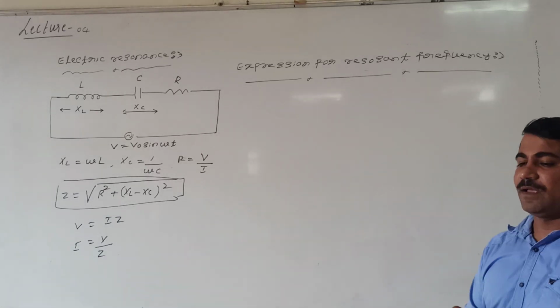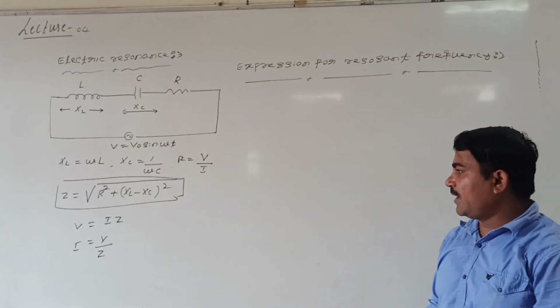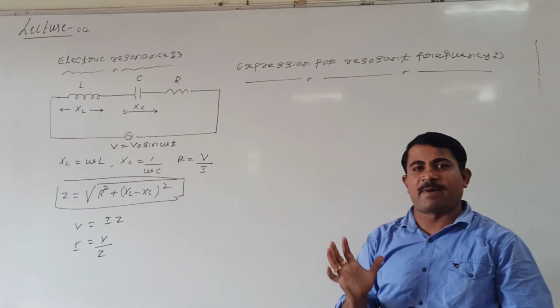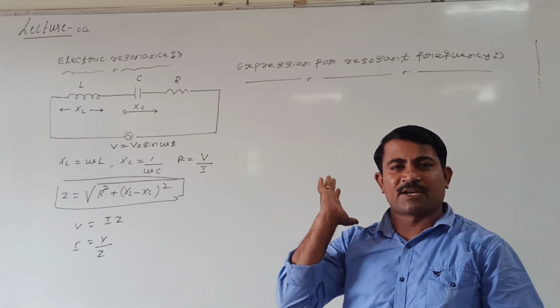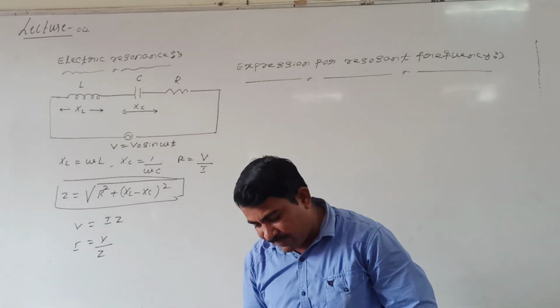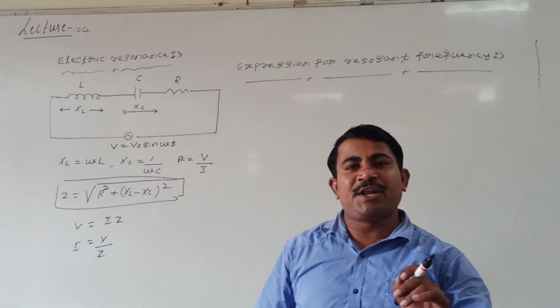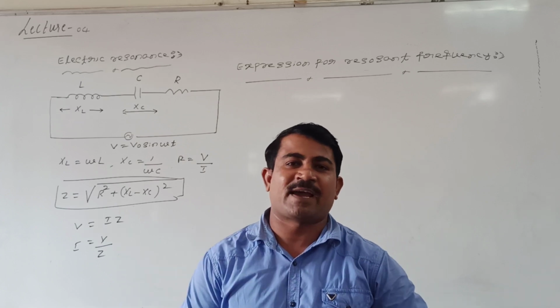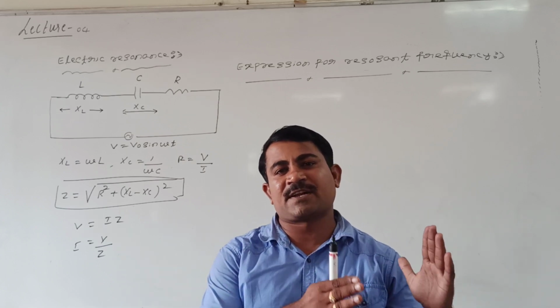In simple manner I can take, electric resonance means when inductive reactance equals capacitive reactance, the current in the circuit is maximum. That we are calling electric resonance simply. Or in alternating way, how to define? When an alternating voltage of particular frequency is applied, the current in an LCR circuit is maximum. This phenomenon we are calling electric resonance.